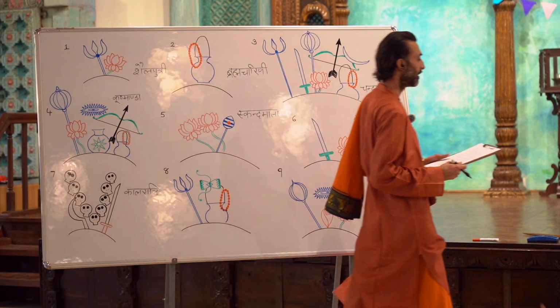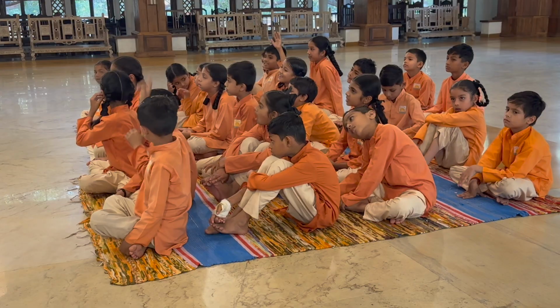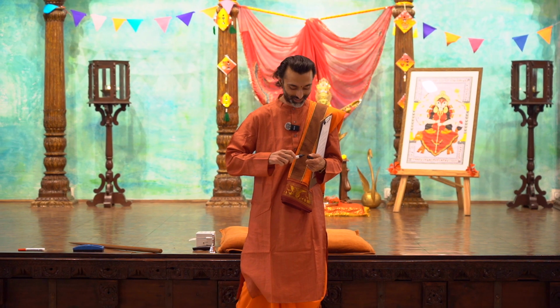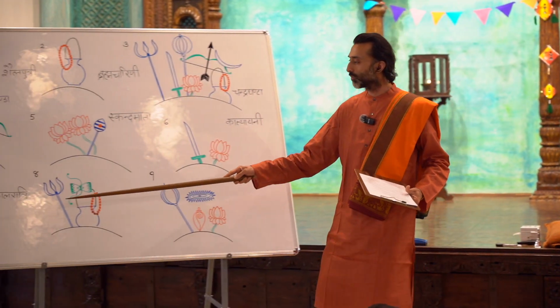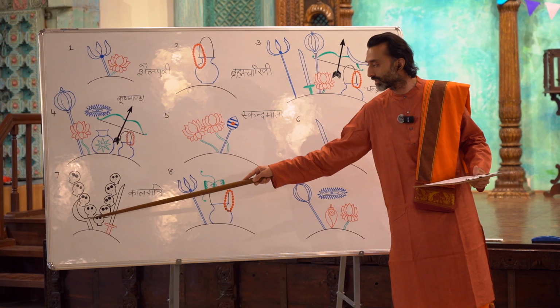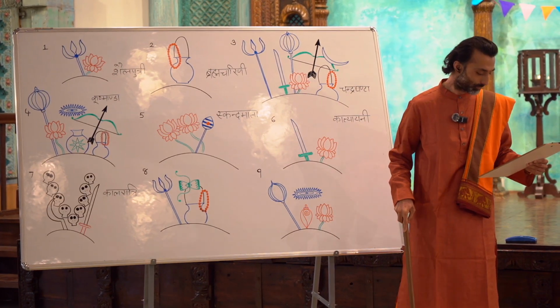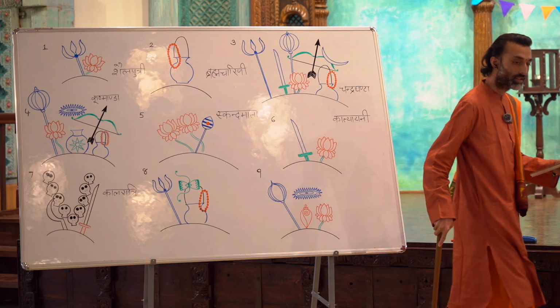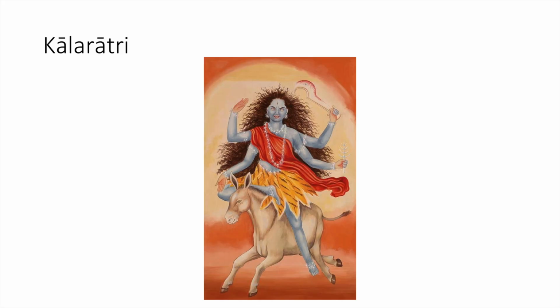Kālarātri. What do you see? Who is she riding? Donkey. She's riding a donkey. Okay. And here you can see the artist is depicting what? And this is like a kind of a bent sword. You see that bent sword? It's called a curved sword. Okay.